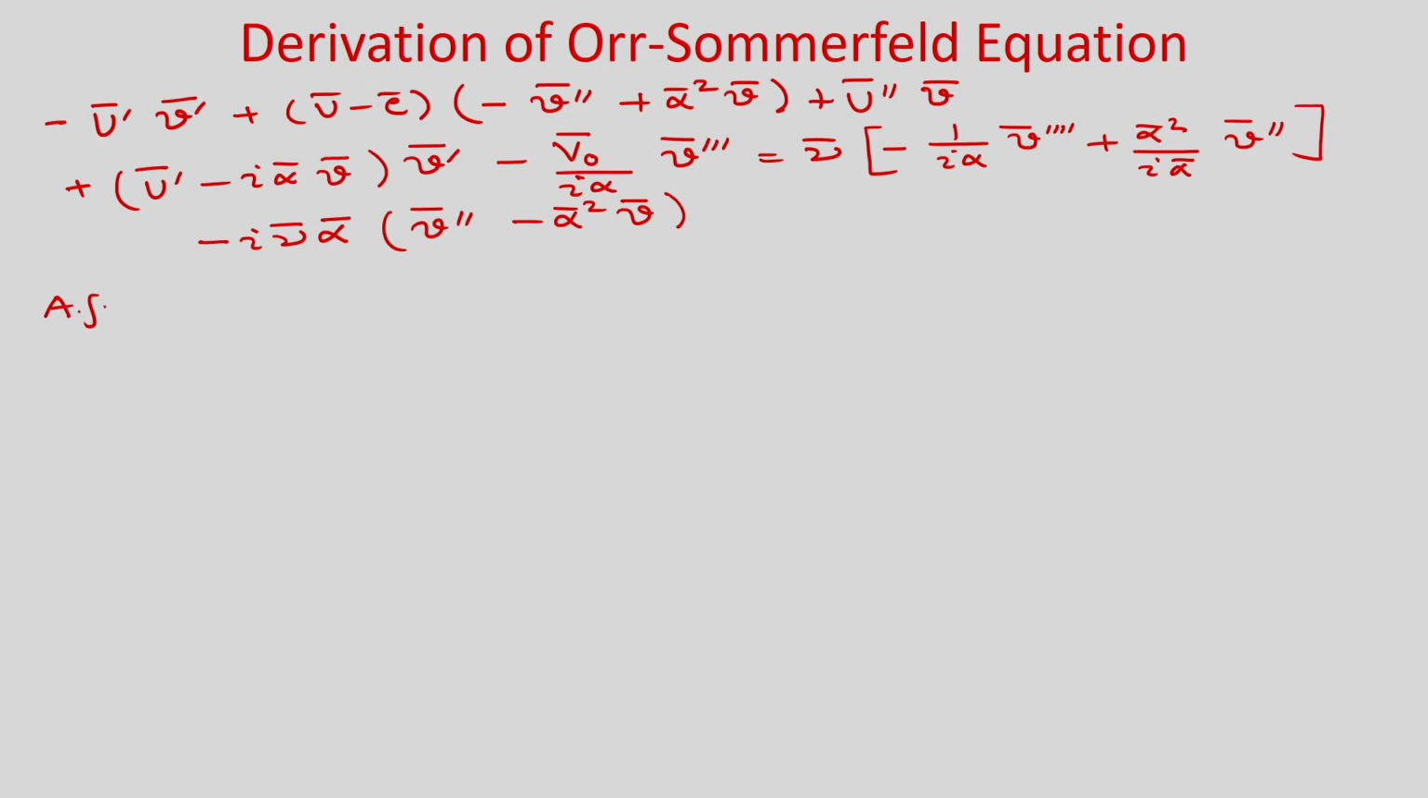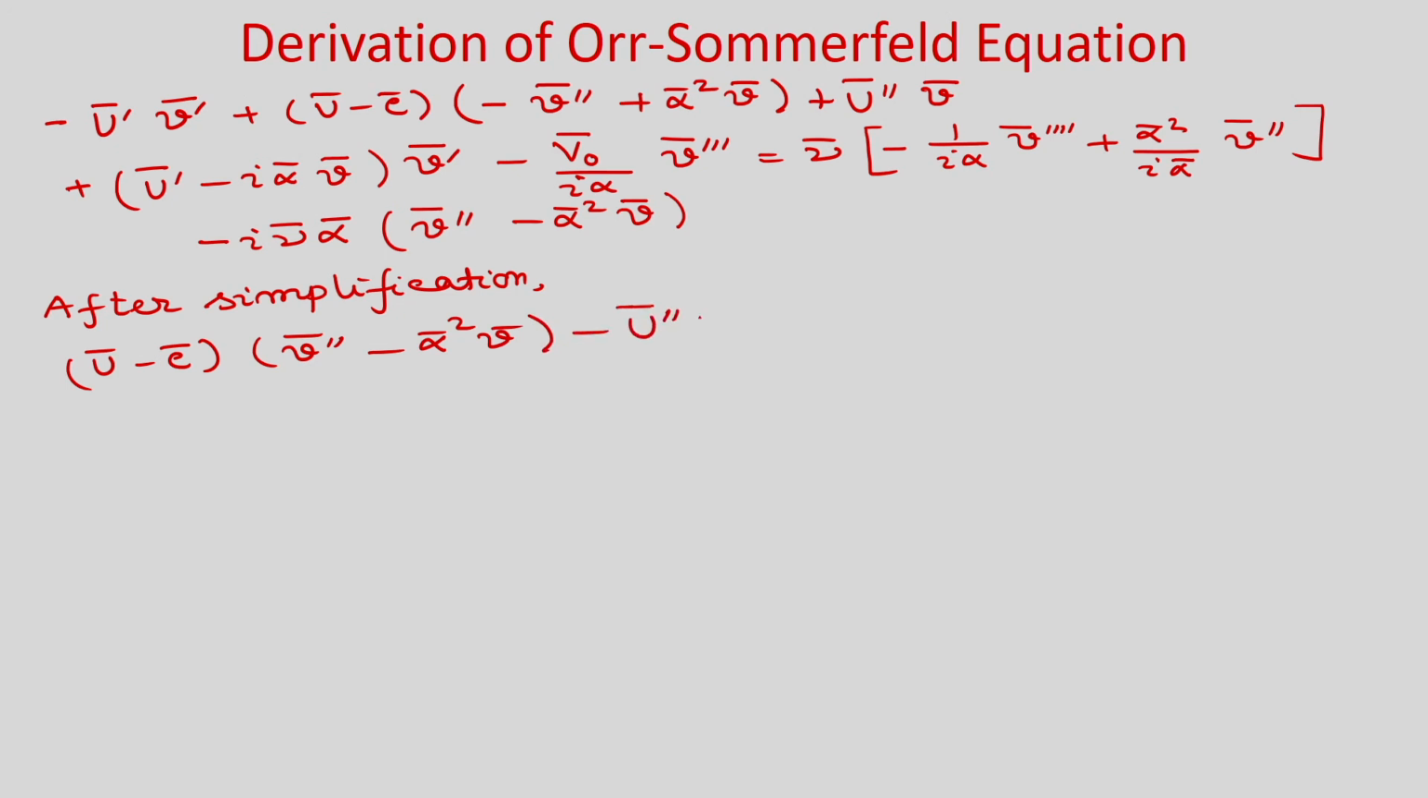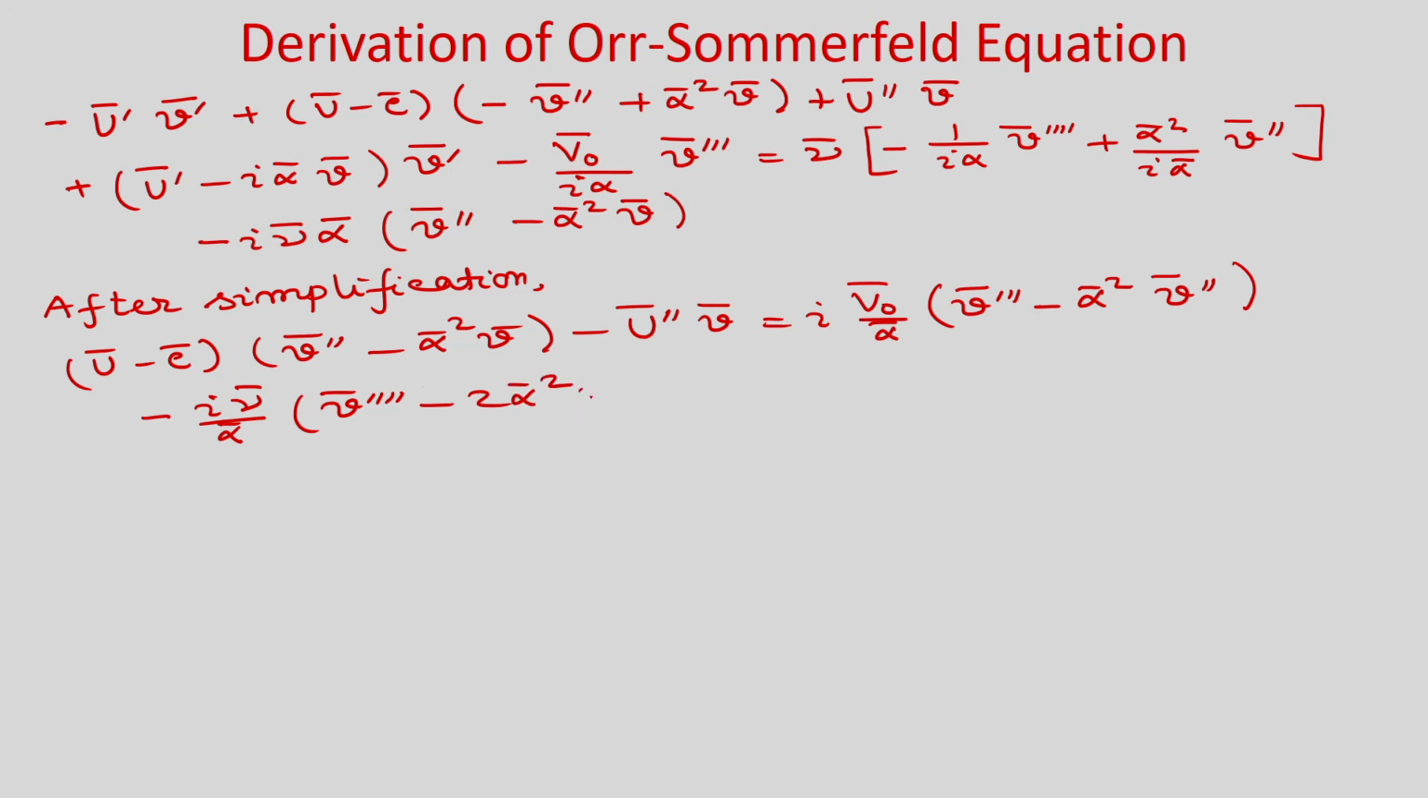Okay. So, after simplification you will get u bar minus c bar v double prime bar minus alpha bar square v bar minus u double prime bar v bar is equal to i v naught bar by alpha bar v triple prime bar minus alpha bar square v double prime bar minus i nu bar by alpha bar v 4 prime bar minus 2 alpha bar square v double prime bar plus alpha to the power 4 v bar.